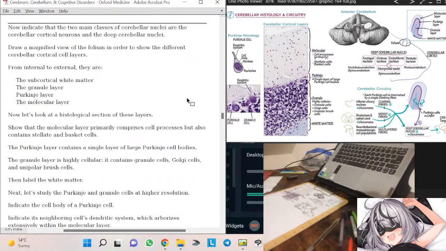The subcortical white matter, the granule layer, Purkinje layer, the molecular layer. Now let's look at the histological section of these layers. Show that the molecular layer primarily comprises cell processes, but also contains stellate and basket cells. The Purkinje layer contains a single layer of large Purkinje cell bodies. The granule layer is highly cellular. It contains granule cells, Golgi cells, and unipolar brush cells.